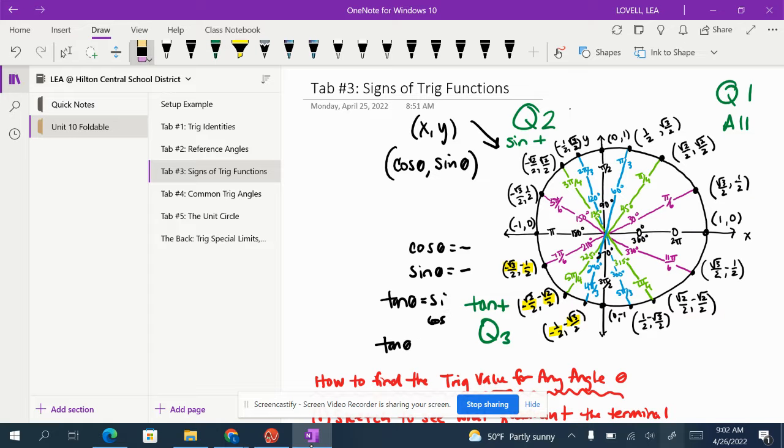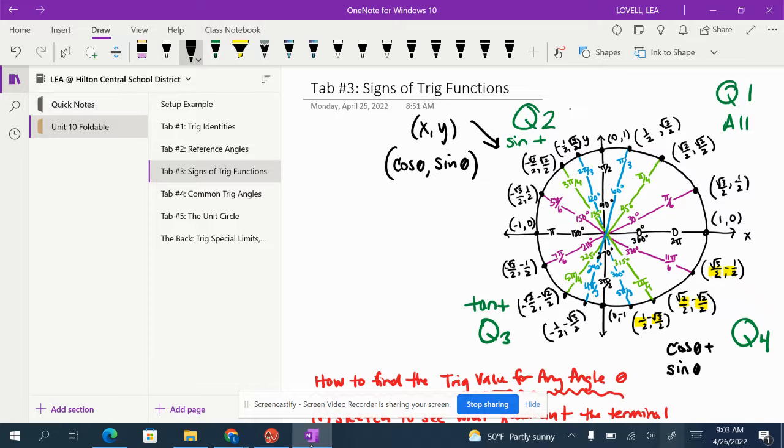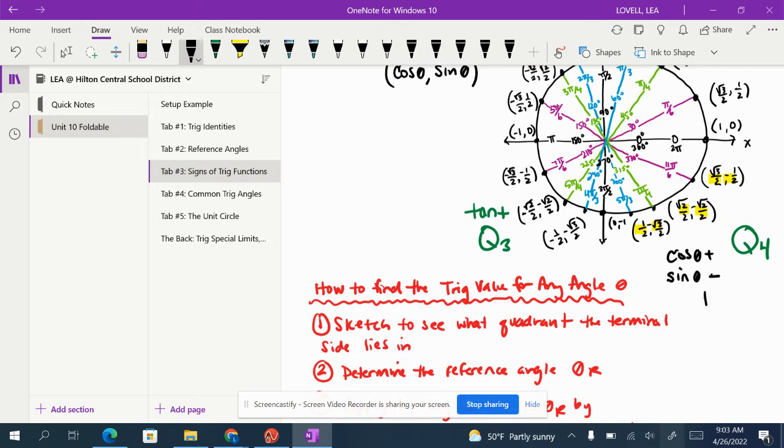So let's erase our little scratch work over here. And let's look at quadrant 4. In quadrant 4, all of the x coordinates are positive because we're heading over, then going down. All of the x coordinates are positive, so that means cosine is positive. Let's look at the y coordinates. All of the y coordinates are negative because we're going down. So sine of theta is negative. And then tangent of theta is sine over cosine. So sine is negative, cosine is positive. So in the fourth quadrant, tangent is negative. So only cosine is positive in the fourth quadrant.